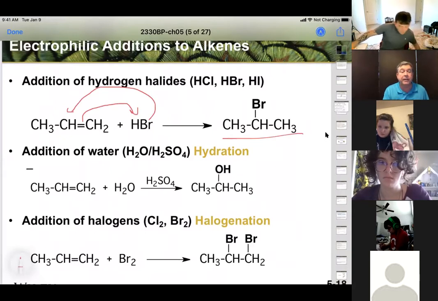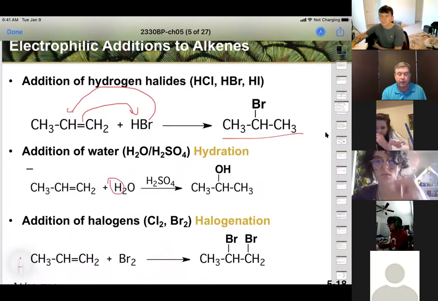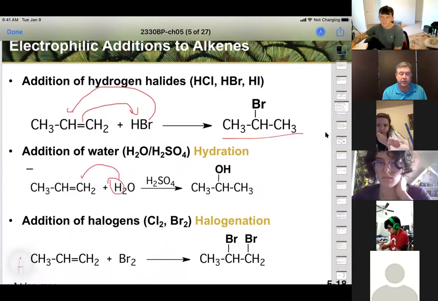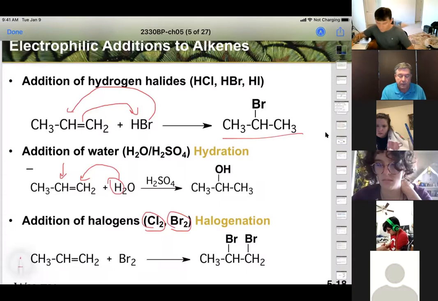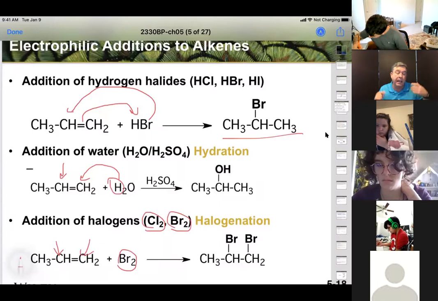The other way we can do that same thing is transfer a proton first by having water add across it. So we're going to have hydrogen add across the one side, and then the remaining OH is going to end up on the other carbon, okay? So we're seeing that pattern of add a hydrogen right here. When we have these halogens, we can actually add chlorine or bromine as their diatomic cells. We can add them across, but if we have two of them, what we end up with is one on each of the carbons, and it's still an electrophilic addition.